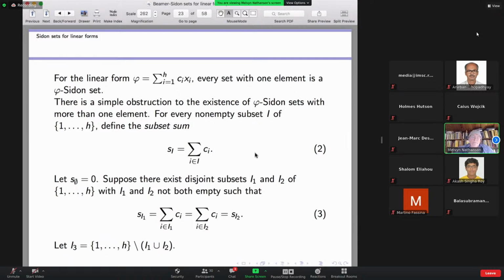So suppose we have disjoint subsets I1 and I2 of our index set 1 to h, where they're not both empty. One can be empty, but they're not both empty. And the sum of the coefficients S(I1) equals the sum of the coefficients S(I2). So we've partitioned the index set from 1 to h into three sets, I1, I2, and I3 is everything else.